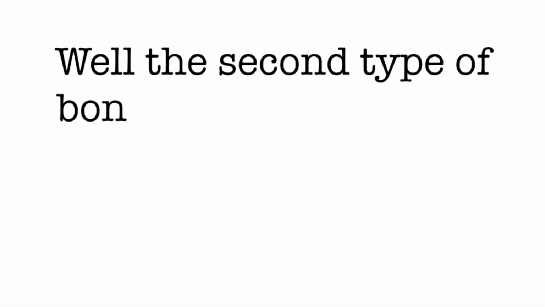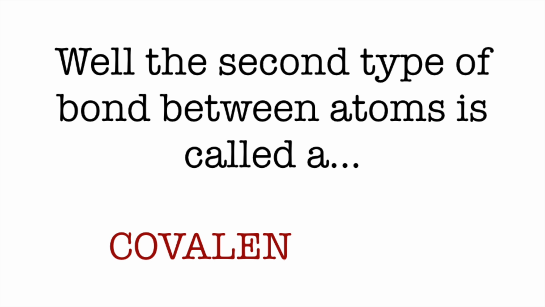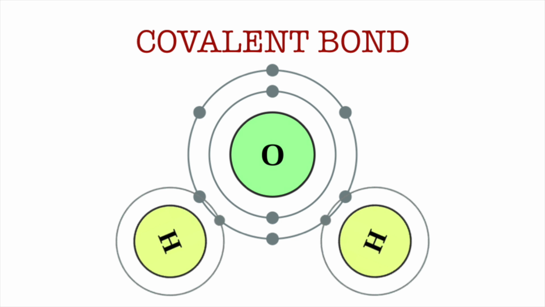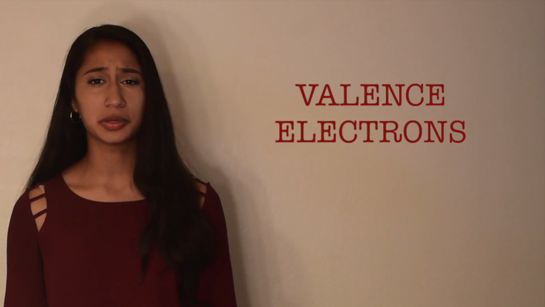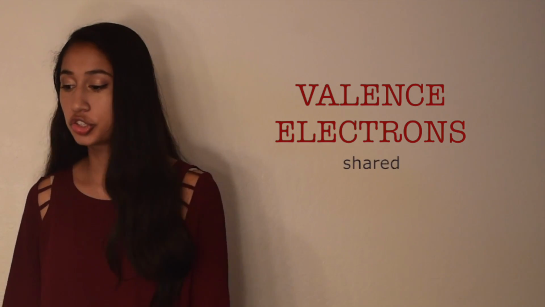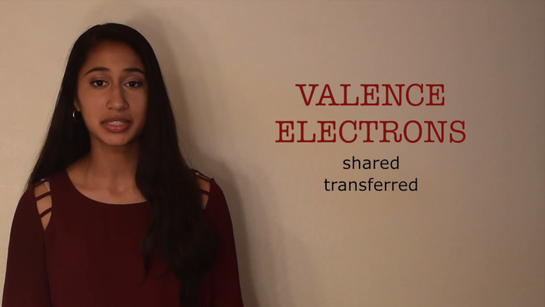Well, the second type of bond between atoms is called a covalent bond. Here, the atoms don't have too big of a difference in electronegativity, so they can share the electrons between themselves. But why do atoms even need to bond in the first place? Well, the electrons in the highest energy level of an atom are called the valence electrons. They're super important because they're the ones that actually participate in bonds, being shared or transferred between atoms.